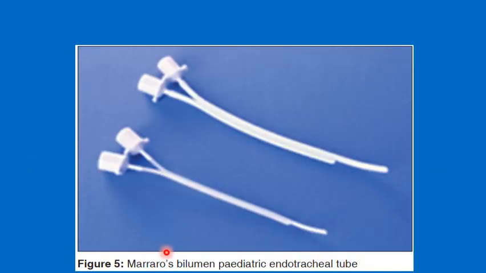This is the Marraro's bilumen pediatric endotracheal tube. Here we can see this is advanced into the bronchus, and this is for the trachea.